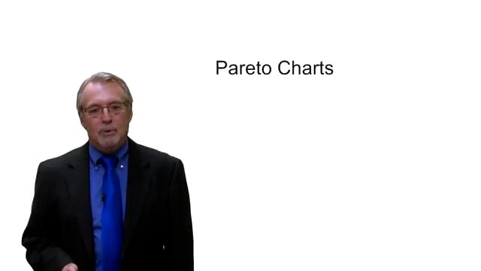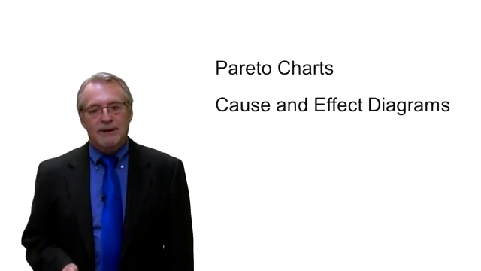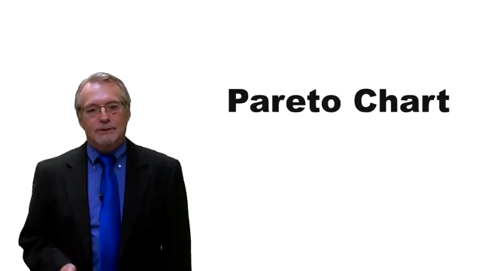In this module, we're going to talk about some tools that actually help us figure out where our problems are, what's causing our problems, where we should look for solutions. These tools don't show us how to actually decide things, they show us where to focus our efforts. We're going to look at a Pareto chart, cause and effect diagrams, and histograms. First of all, a Pareto chart.